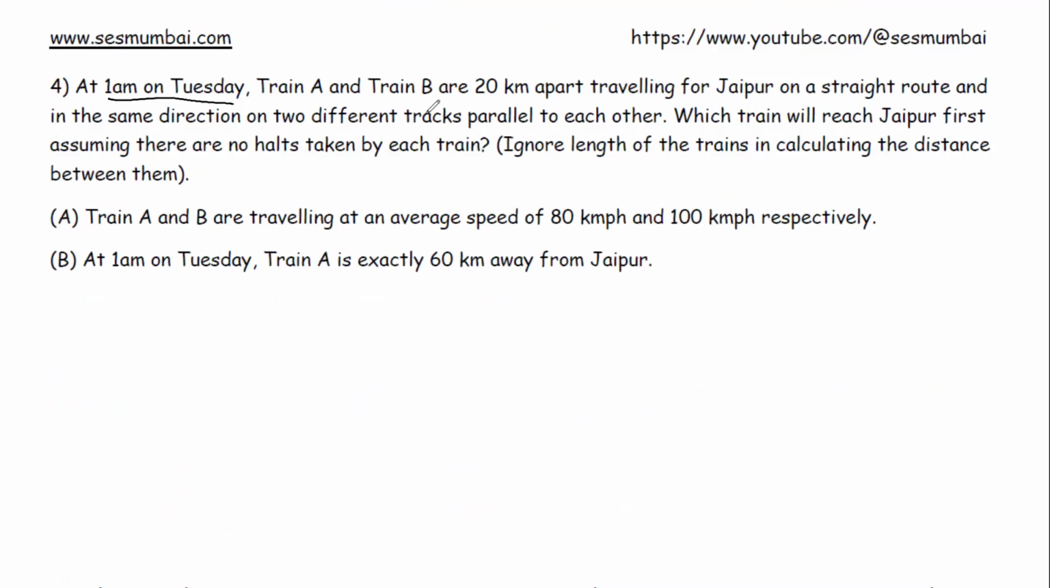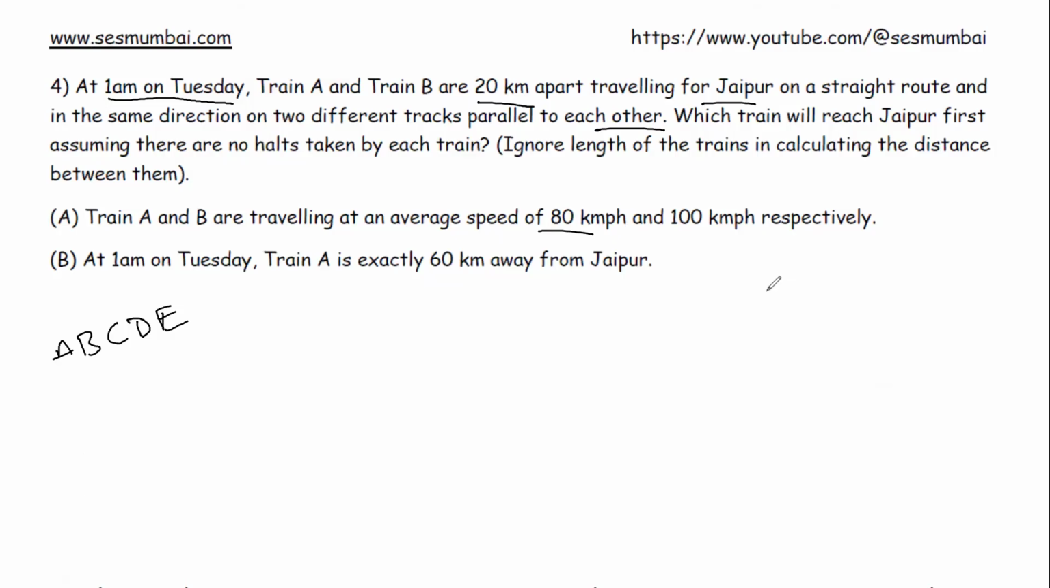At 1 a.m. on Tuesday, train A and train B are 20 kilometers apart, traveling for Jaipur on a straight route and in the same direction on two different tracks parallel to each other. Okay. All right. But they're 20 kilometers apart, right? Now the question is which train will reach Jaipur first, assuming there are no halts taken by each train. Ignore length of the train and calculating the distance between them. Now train A and B are traveling at an average speed of 80 and 100 respectively.